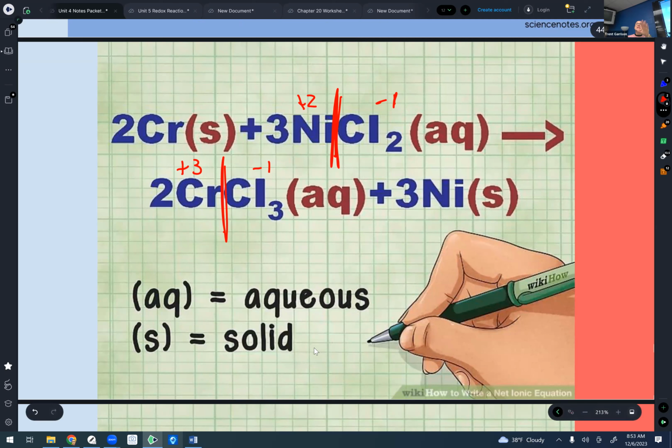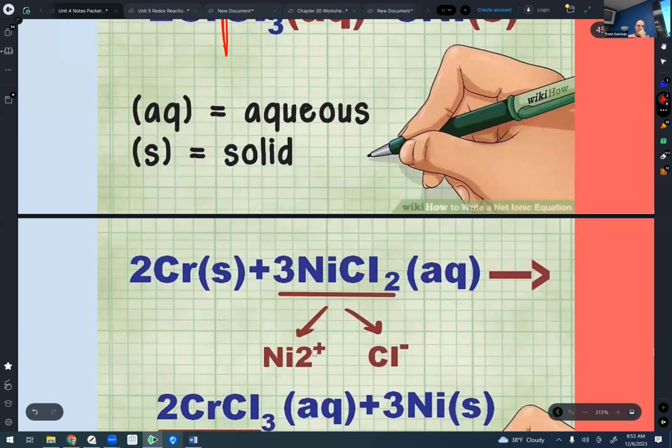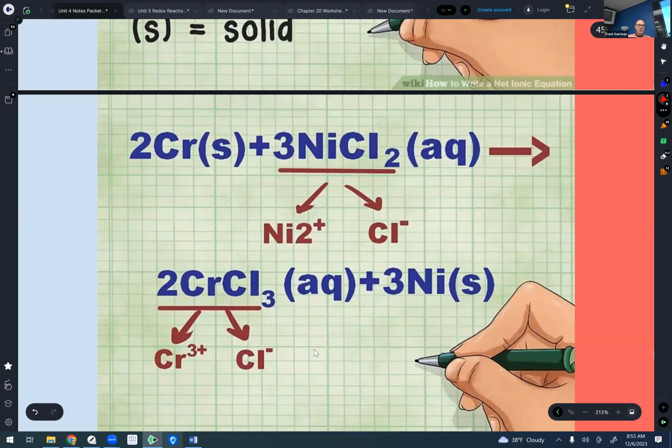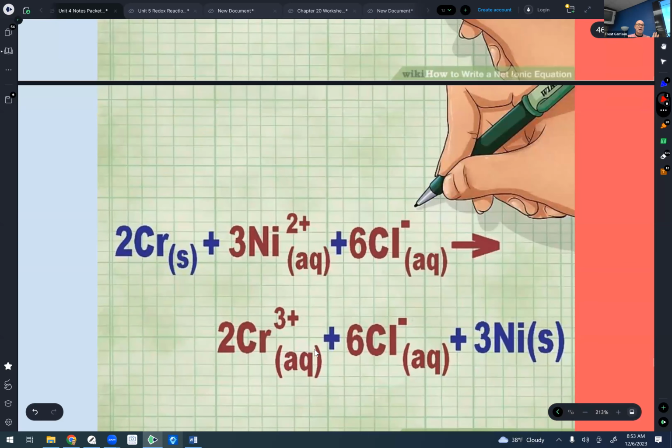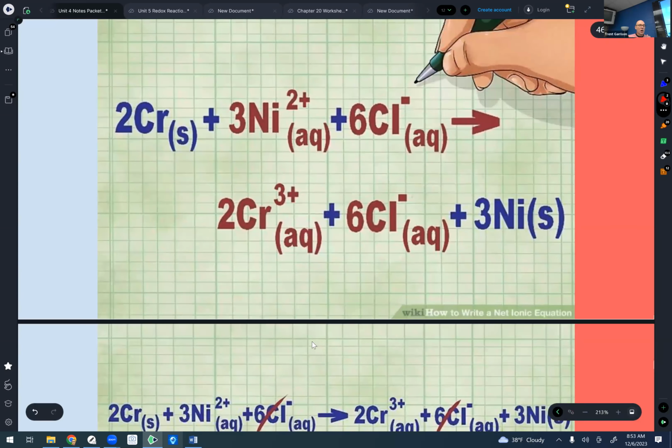We're now just going to dissociate these ionic compounds into individual ions so that we can start looking at who we get to cancel out. So here's where we assign those charges. I just did that with you as well. Now here is where we dissociate it. So notice what it was before.